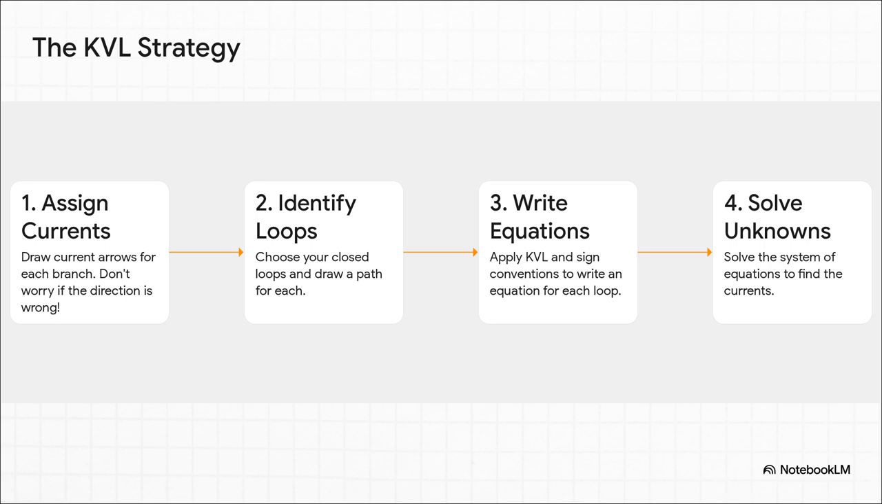Pick your closed paths and draw a little arrow to show which way you're going to hike around them. Step 3. Write the loop equations. This is where we put KVL and our sign rules to work.